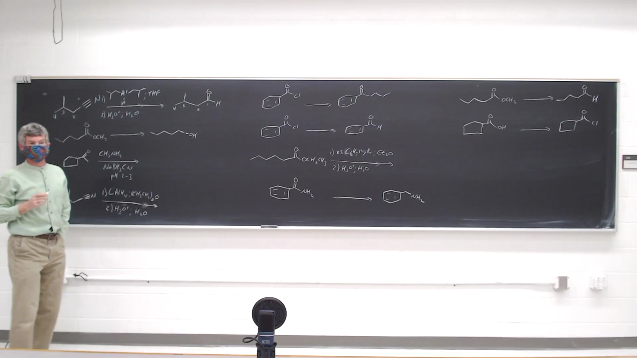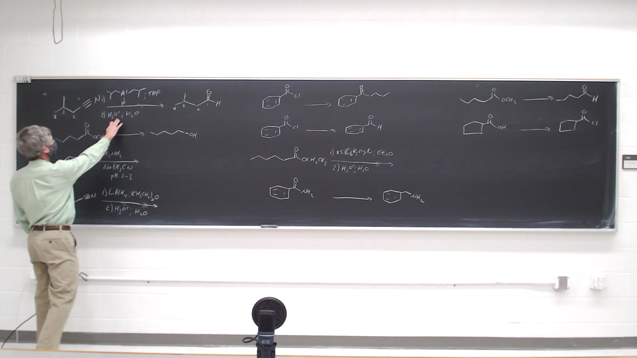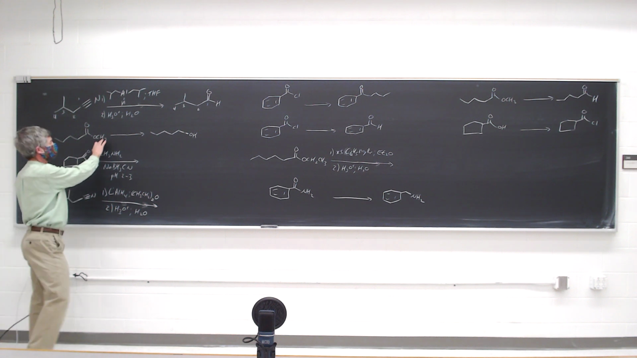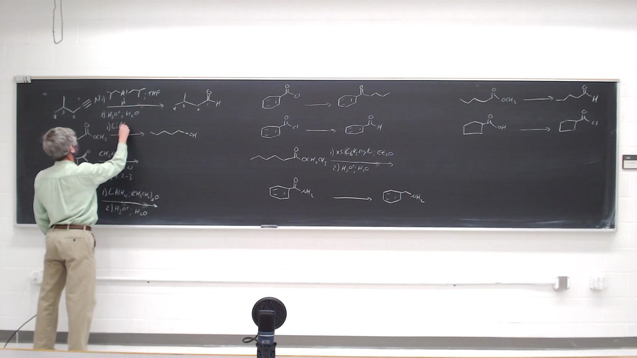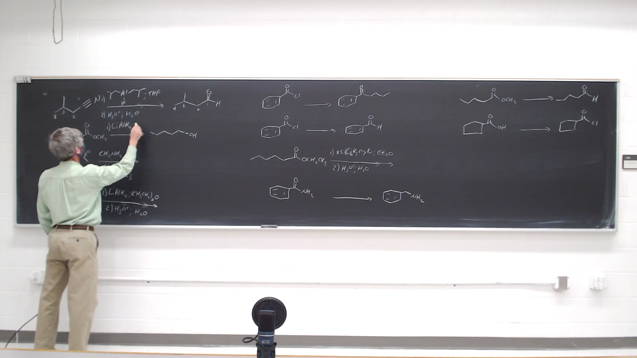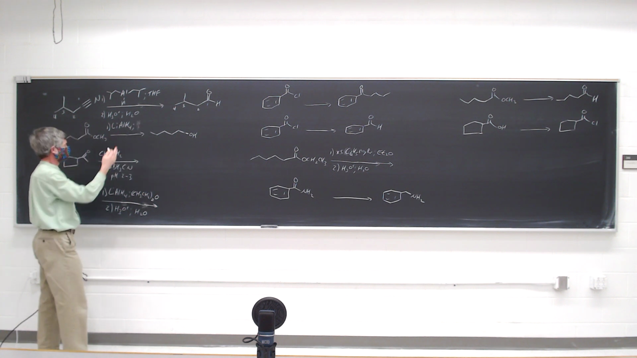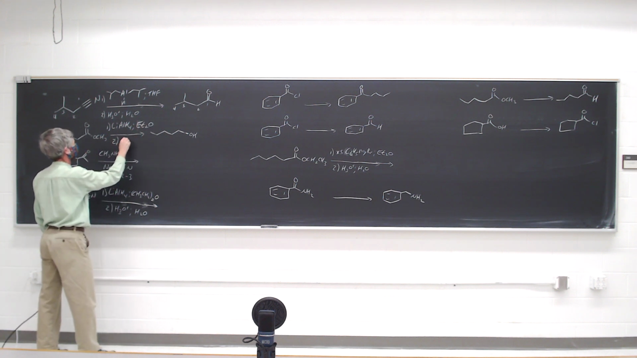So it goes through the imine with the aluminum attached to nitrogen, and then aqueous acid hydrolysis converts that imine to the aldehyde. This is an ester being converted to a primary alcohol. That's being reduced all the way. So that's lithium aluminum hydride, and you can use either ether or THF. Doesn't really matter which.